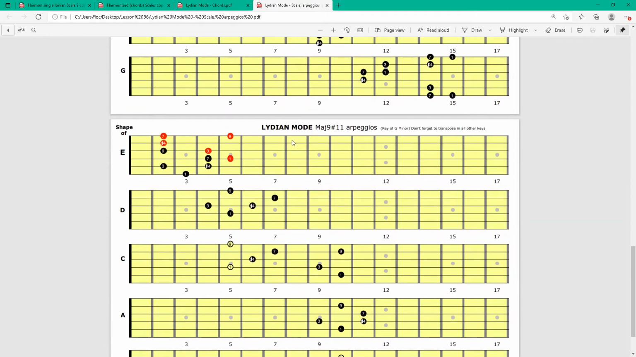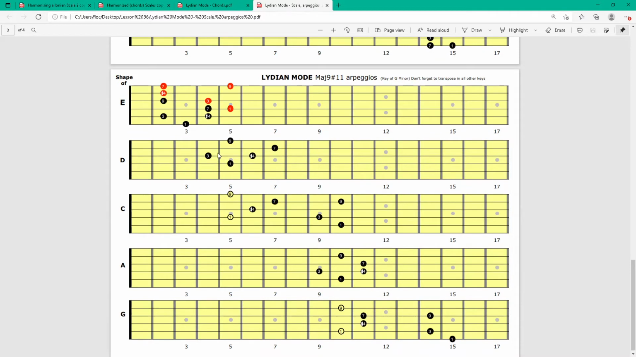Same thing, a major 9 sharp 11. Okay, here you see some red dots because this is over 2 octaves. The way you want to perform this is 1, 3, sharp 4, 7, 9, and then go back a string and play again 1, 3, sharp 4, 7, 9. I'll show you on the guitar what I mean.